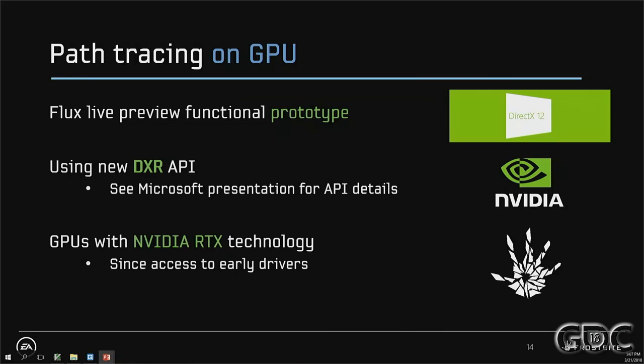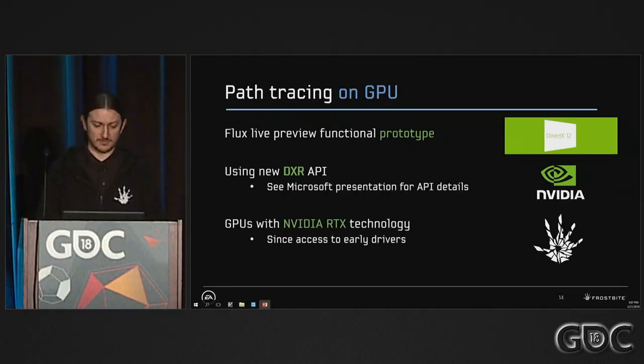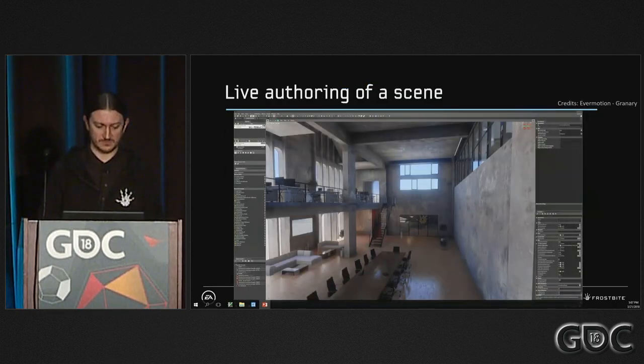So that's what we then aimed to do. Basically, Flux as a functional prototype working, running on GPU using the DXR API, and first on NVIDIA RTX technology because they gave us access to early drivers for GI preview. I will not give any details about the DXR API and how it's used in this presentation. You should refer to the Microsoft presentation from this morning, but I will describe the technique we use.